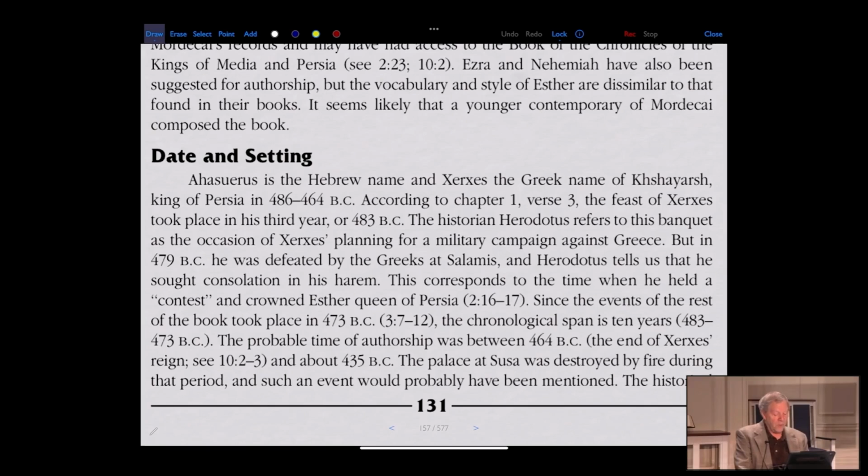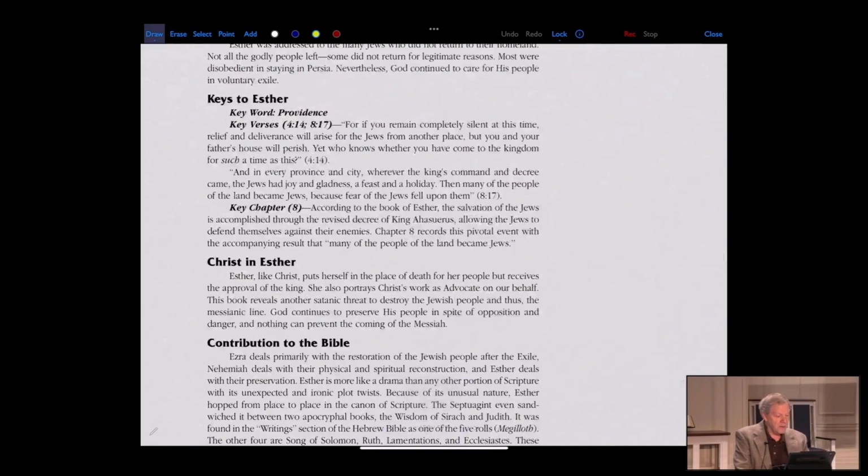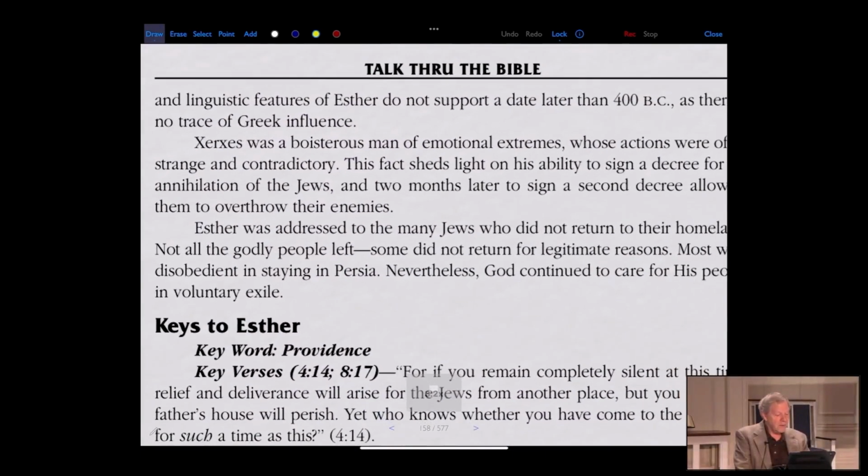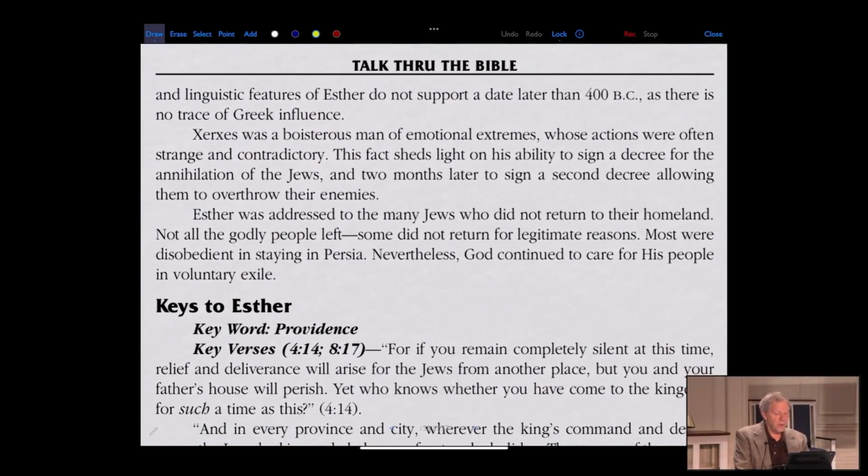And we can know about the time, because the end of Xerxes' reign was in 464. We know all of this, but we can lock it in, and we even know there's no Greek influence as well, so that since the Greeks overcame the Persians, you would have expected that it was written later. But actually, the palace in Susa that we're reading about was destroyed by fire during this very period. And such an event would probably have been mentioned. And so, again, the historical linguistics don't support a date later than 400 BC.